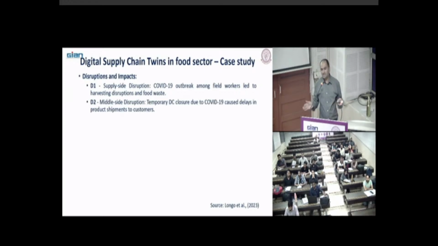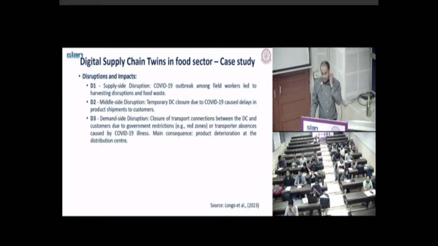The second one was middle side disruption. Because of lockdown, border closures, and the outbreak, the DC was closed for around 10 days, 20 days. They wanted to see the impact of the DC closure on the supply chain performance. The third one is the demand side disruption. Demand side disruption means the link between the DC and the customers is disconnected because of border closures and lockdown, so the transport connection between the DC and customers is cut due to government restrictions.